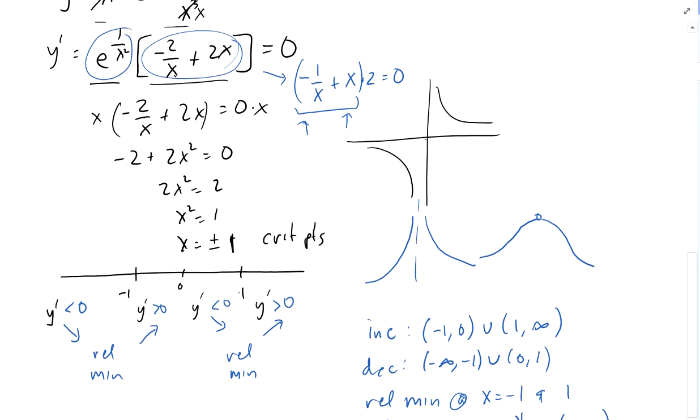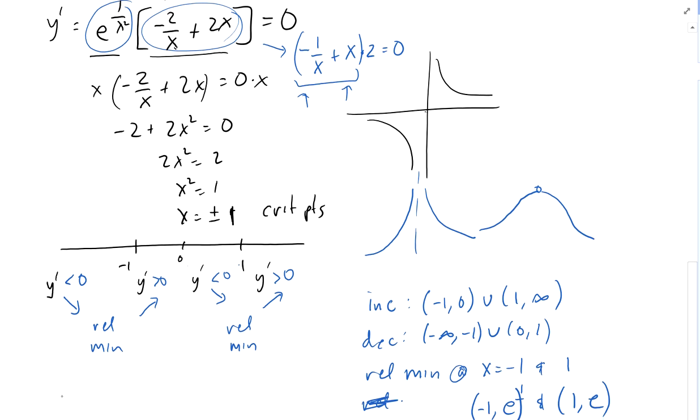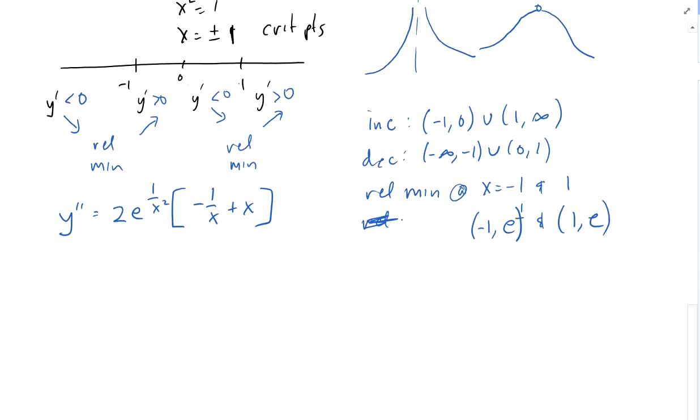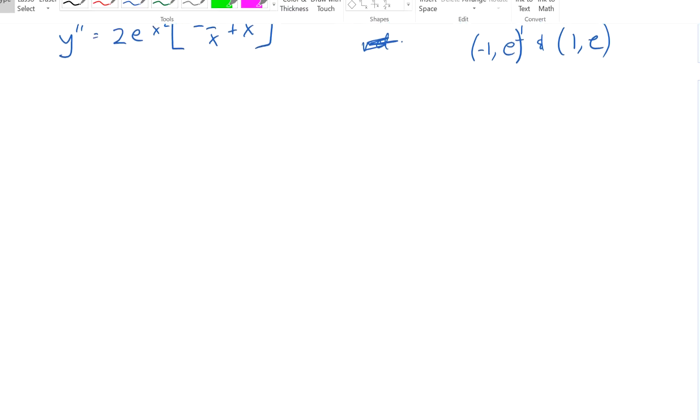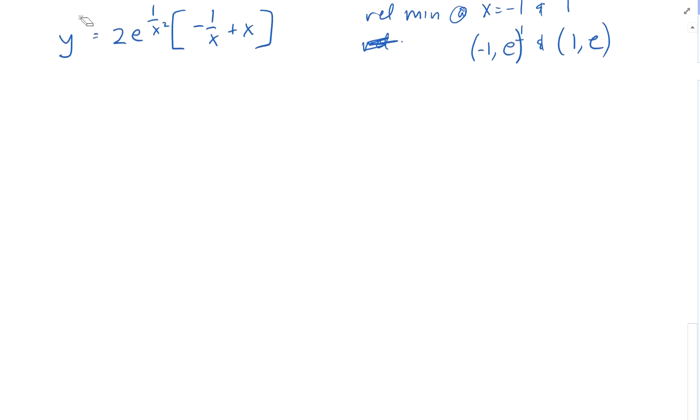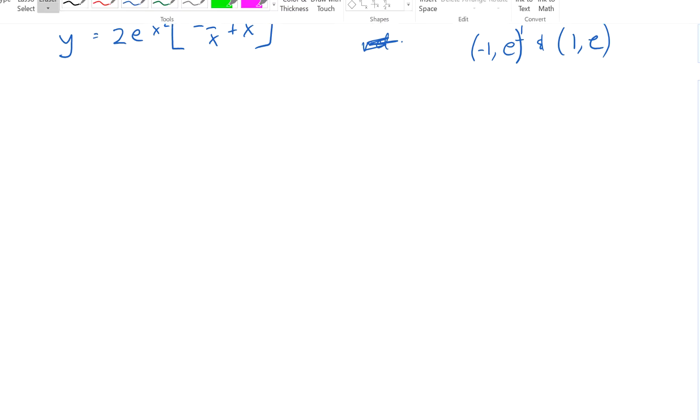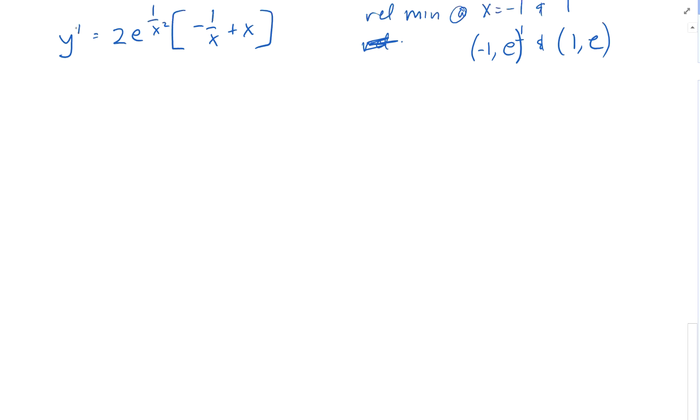So I'm going to write it down, it's going to be slightly off the screen, and then we'll move it up. It equals, I'm going to factor the 2 out, 2e to the 1 over x squared, and I'll get negative 1 over x plus x. So that's my first derivative. Alright, so there's the first derivative.